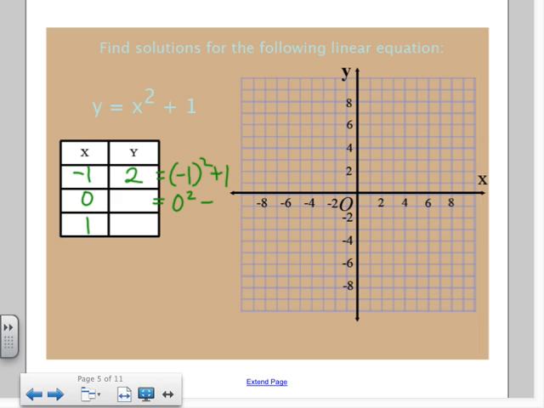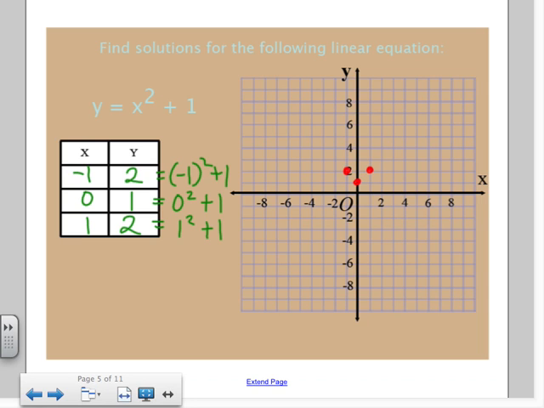This one's 0 squared plus 1. Well, 0 squared is 0, plus 1 is 1. And this one, 1 squared plus 1. 1 squared is 1 plus 1 is also 2. Okay, so look what's happening here. We got negative 1, 2. We got 0, 1. And we got 1, 2.